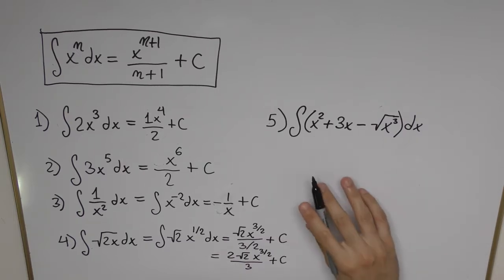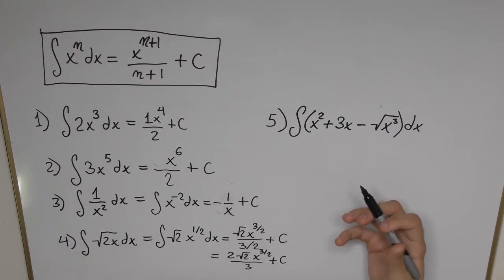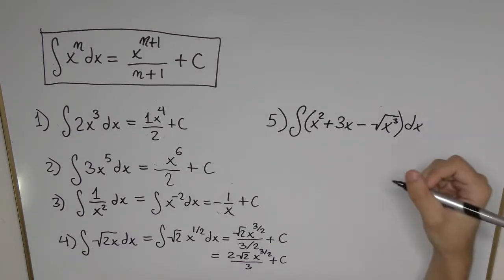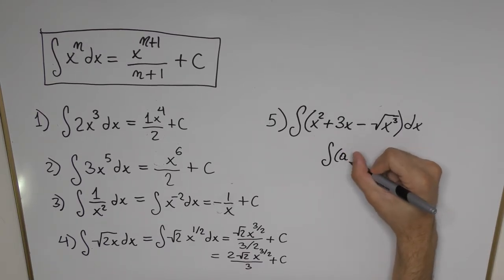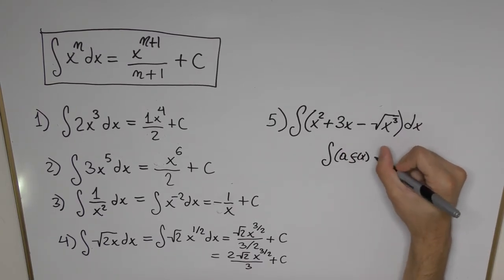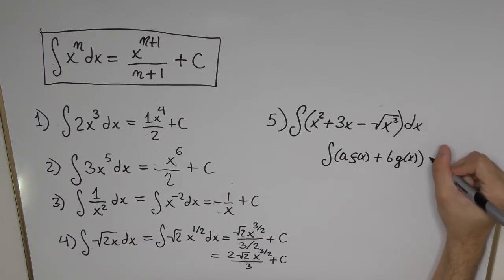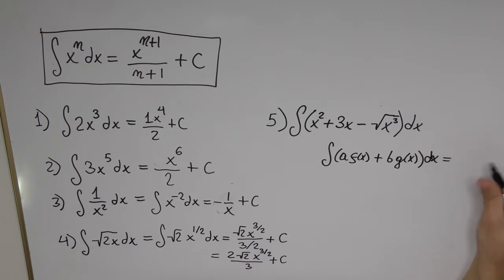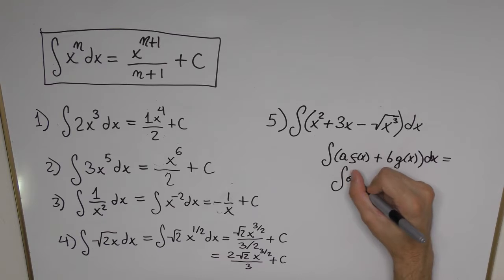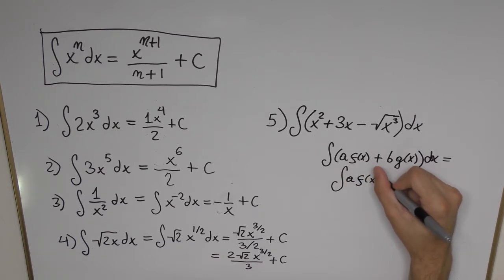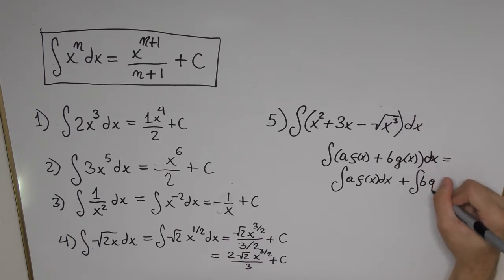Well, here we're going to exploit a property of integrals, and it is that the integral operator is linear. What that means is that if we started off with an expression like this, we have a times some function of x plus b times g, which is another function of x, dx. The integral of that function is going to be the same as the separate integrals of those two functions added together. So that's what linearity means in the context of functions.